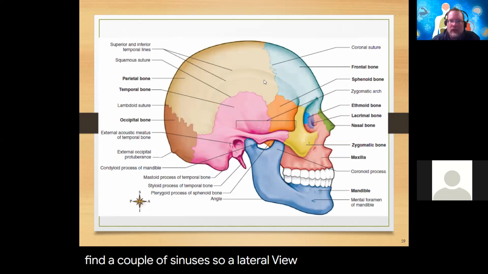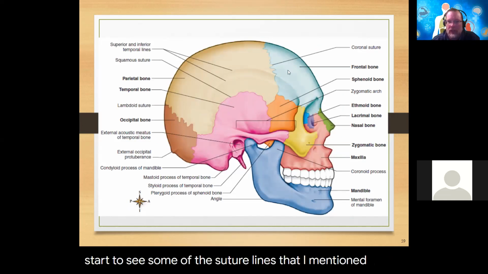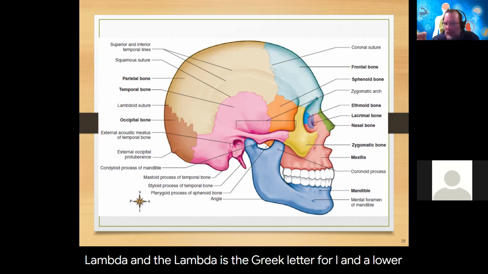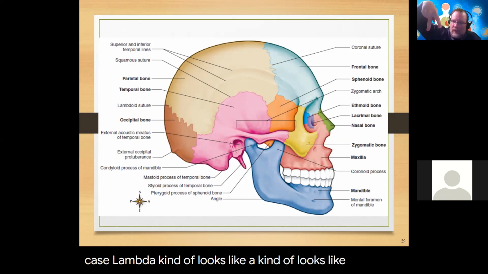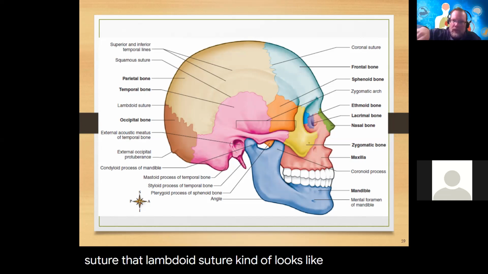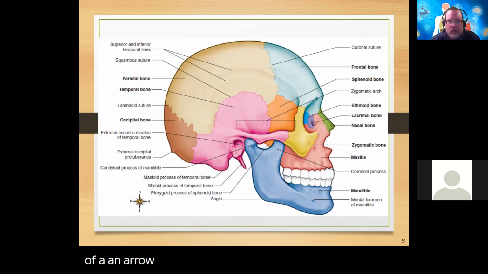In a lateral view of the skull, we can start to see some of the suture lines that I mentioned a little bit ago. We see the frontal bone connecting with the parietal bones, and we can see that coronal suture line there. Then we come back to the occipital bone, the base of the skull, back of the head, and we can see another suture. We call that the lambdoid suture, kind of an oddball name. That's a Greek letter, lambda, the Greek letter for L, and a lowercase lambda kind of looks like this. So that lambdoid suture kind of looks like a point, or an arrow. That's where it gets that name.